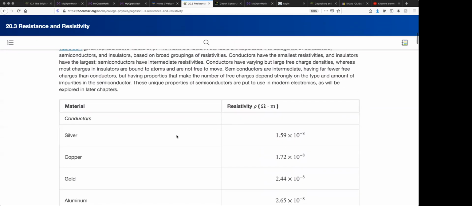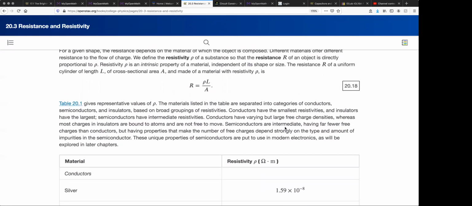If you have a silver wire, you use this for the rho, and let's say that the cross-sectional area is 1 millimeter squared, and the length is 10 meters. You plug in the length, 10 meters, divided by 1 millimeter squared, or 0.0001 for your area. And then you multiply by this resistivity here, and you'll get the resistance of that piece of wire. It will be a very low number, but it will give you some resistance.